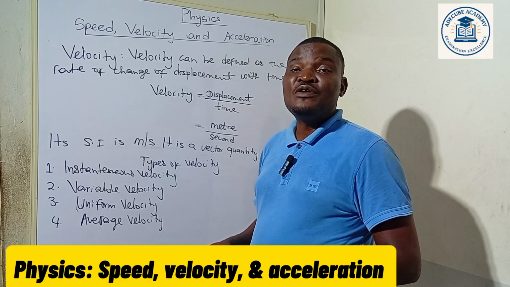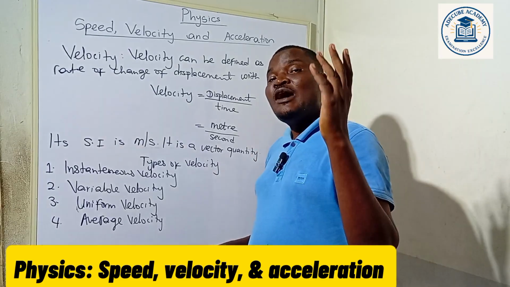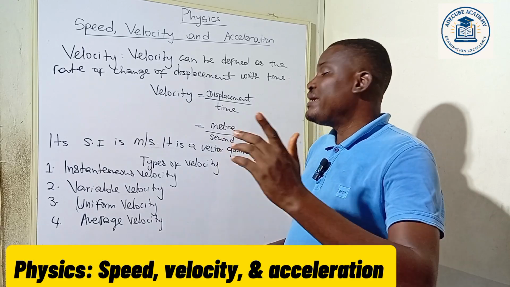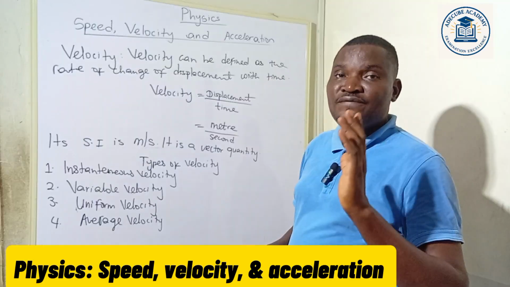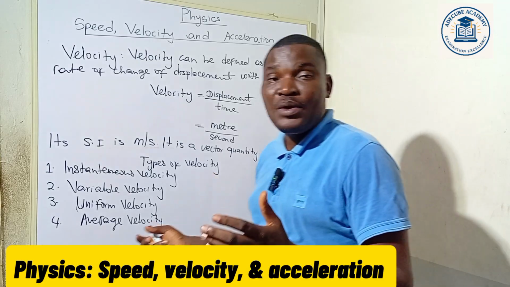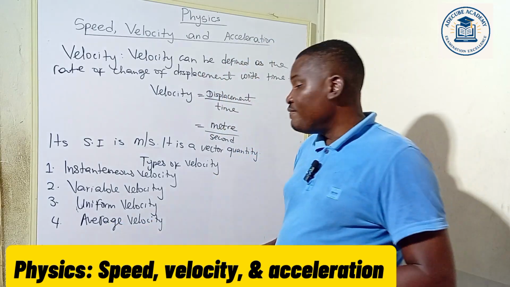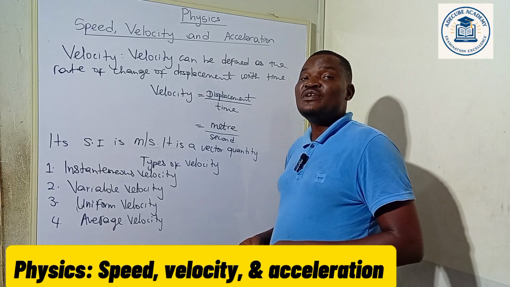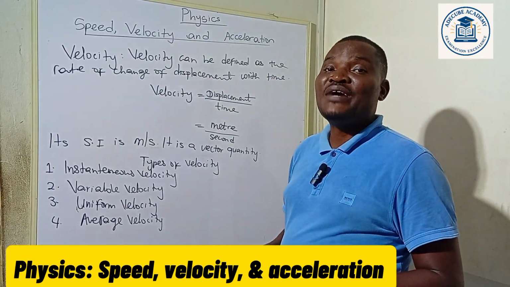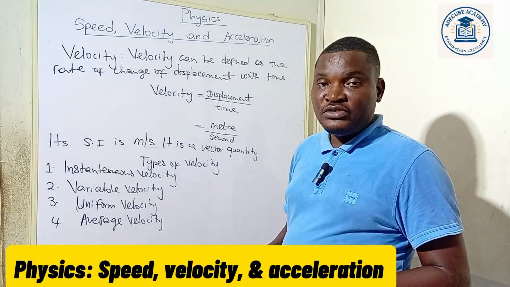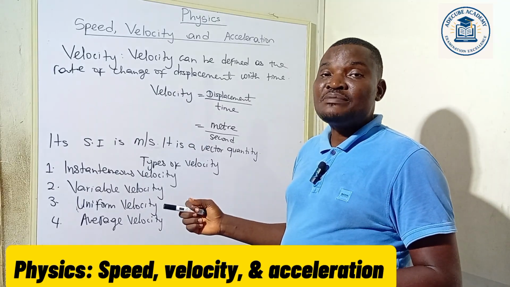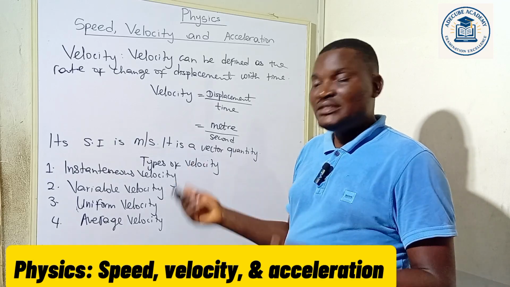In the case of uniform velocity, it means that the object maintains that particular velocity over a long period of time. The object decides to move at maybe 80 kilometers per hour. That's a uniform velocity. Now, average velocity is the sum total of all the velocities covered by an object. That means the total displacement over total time taken.